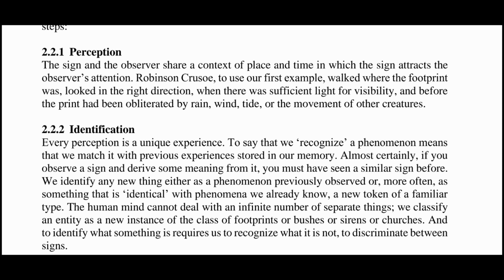We identify any new thing either as a phenomenon previously observed or more often as something that is identical with phenomena we already know, a new token of a familiar type. The human mind cannot deal with an infinite number of separate things. We classify an entity as a new instance of the class of footprints or bushes or sirens or churches, and to identify what some thing is requires us to recognize what it is not, to discriminate between signs.